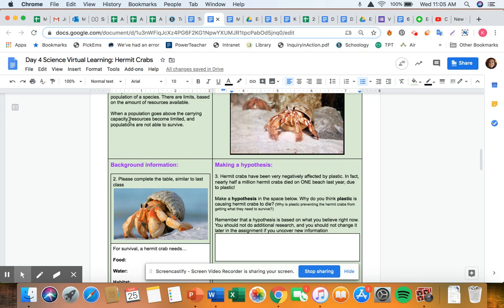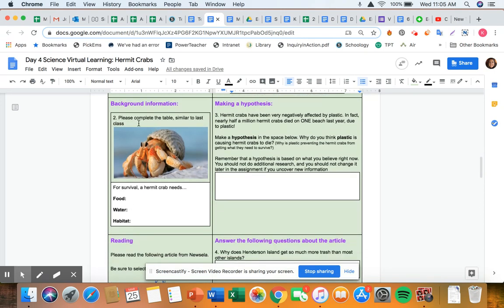So here's a little review about carrying capacity. Before you move on, you're going to read about hermit crabs, what they need for food, water, and habitat.